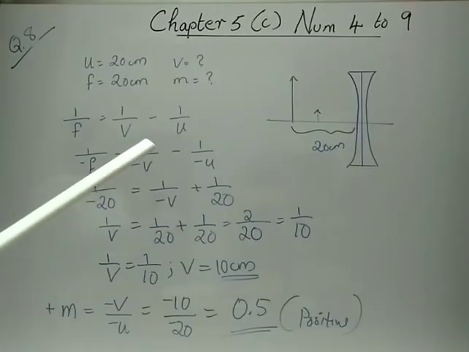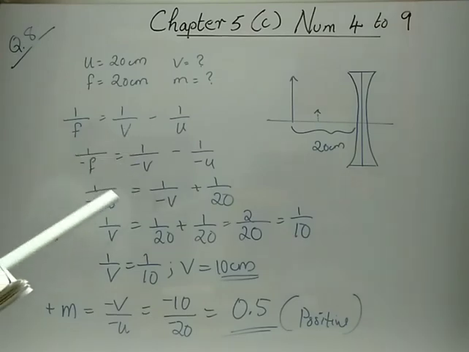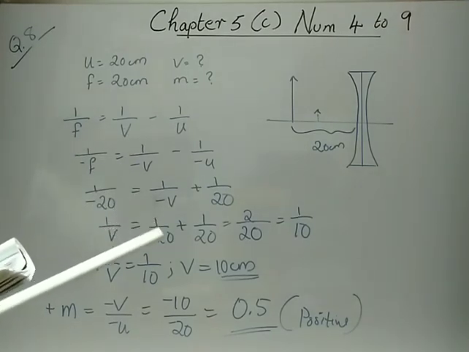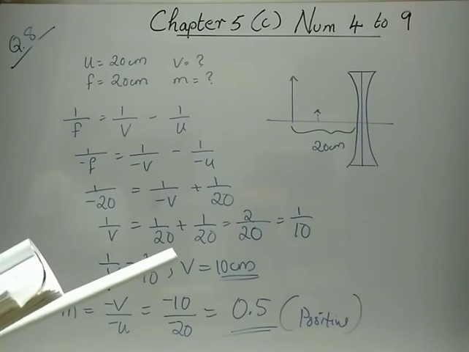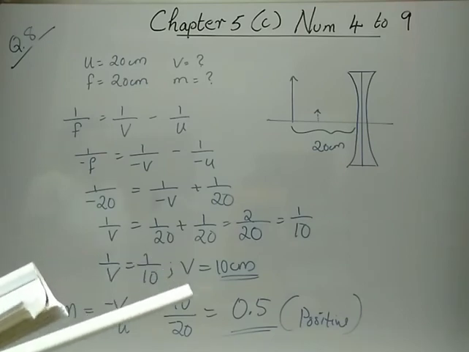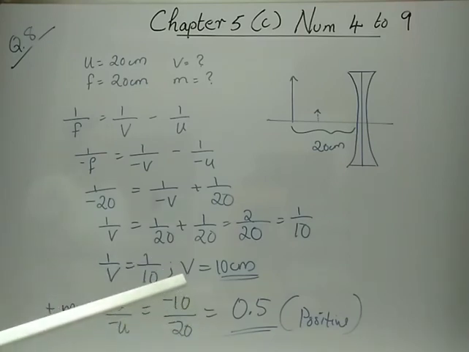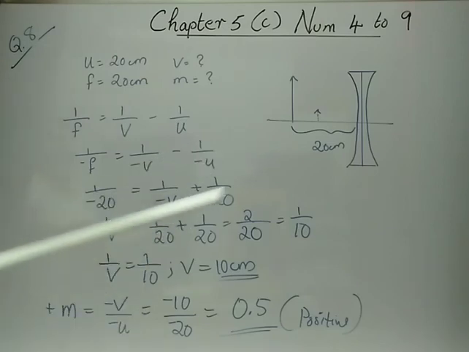Next, question number 8. An object is placed at a distance 20 centimeter in front of a concave lens. So here in the question it is clearly given the lens is concave.